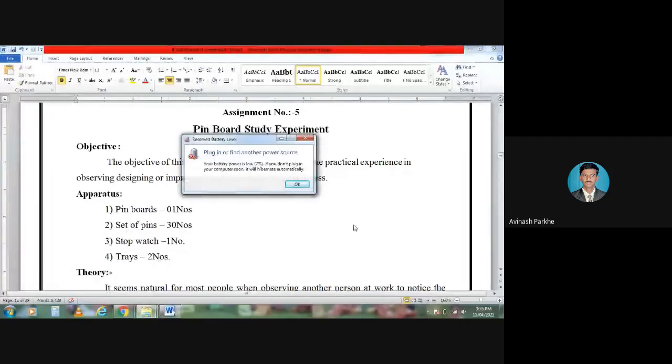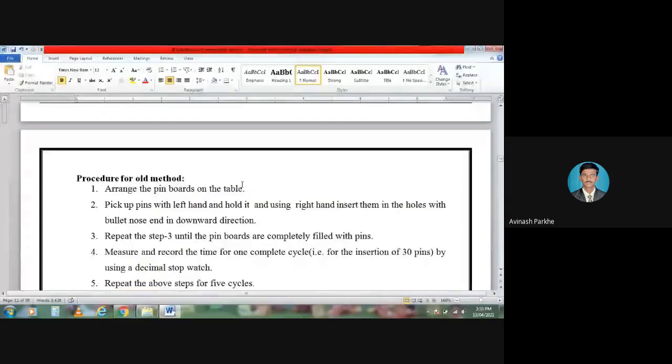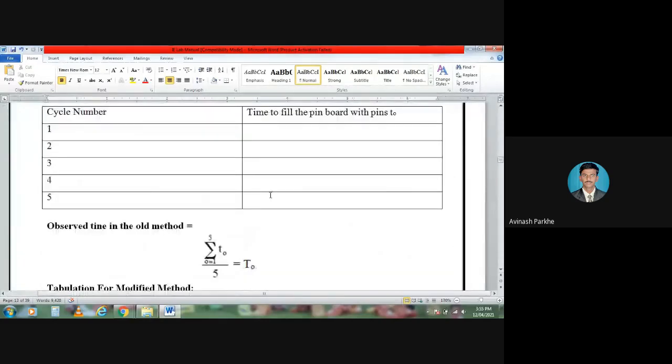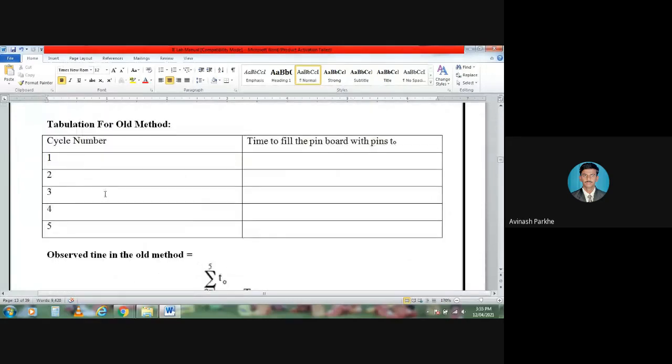For those experiments, we have to prepare tables. So this is the table for the old method. In this table, there are 2 columns. In the first column, the cycle number is there, and in the second column, the time to fill the pinboard with the pins. So this is for the old method, or method number 1, where I am completing the task by either the left hand or the right hand.